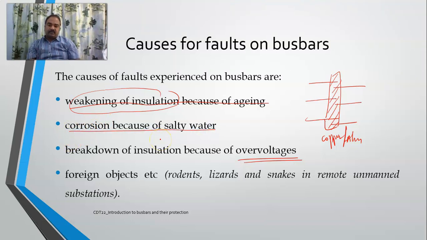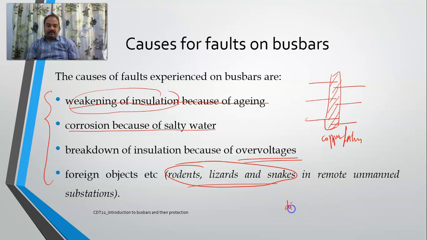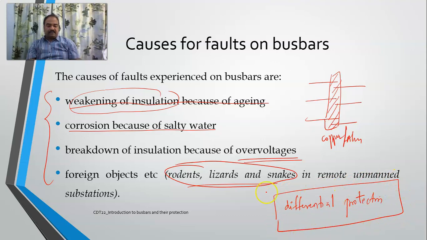Sometimes rodents, lizards and snakes in remote, unmanned areas, where we leave these installations aside, may create short circuits. Because of these reasons, busbars experience faults, and these faults are to be cleared immediately. Apart from overcurrent relays, we employ differential protection. In the next lecture, we will discuss what differential protection actually is and how it is applied to electrical busbars.